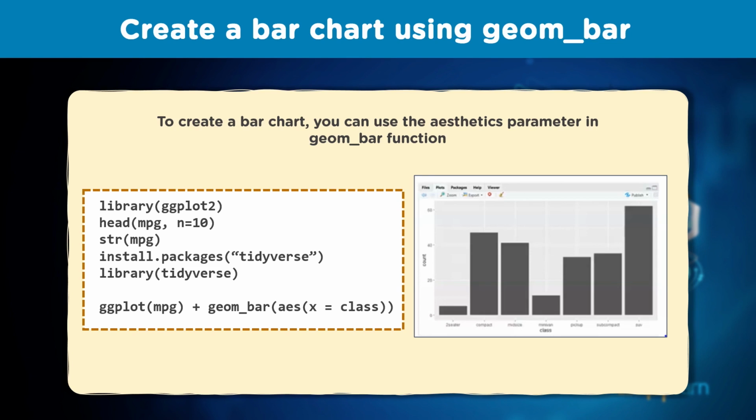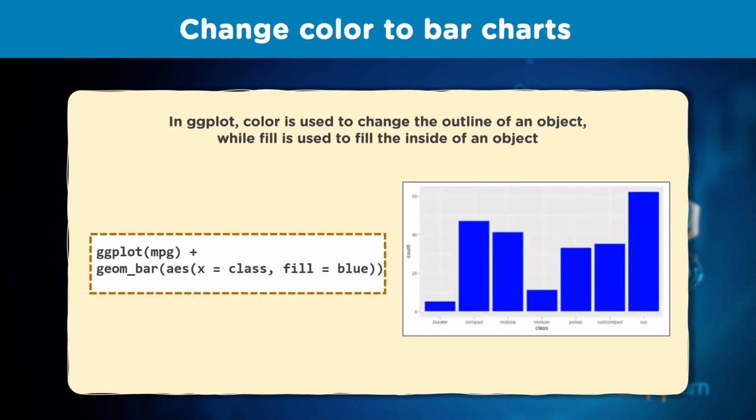So here is a simple example where I would not go into too many details, but you can just have a look at this one where we are using the library function to get the ggplot2 package. Then basically we would want to look into the mileage data. We would want to look at the structure of it. And then we can basically get the tidyverse package. Finally, we can create a bar chart using geom_bar, and we can basically also mention what would be on the x-axis. Now you can also give different colors to basically add more meaning to your data.